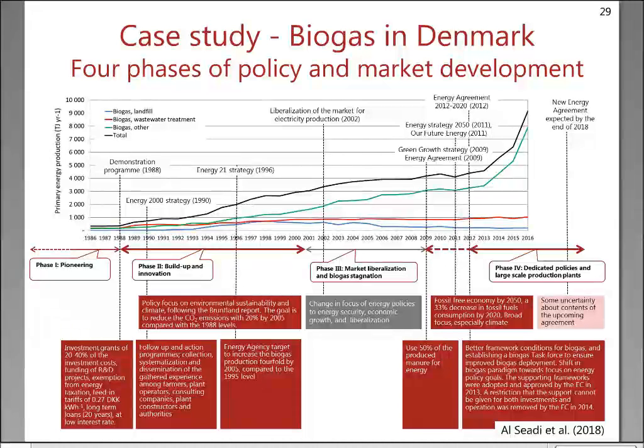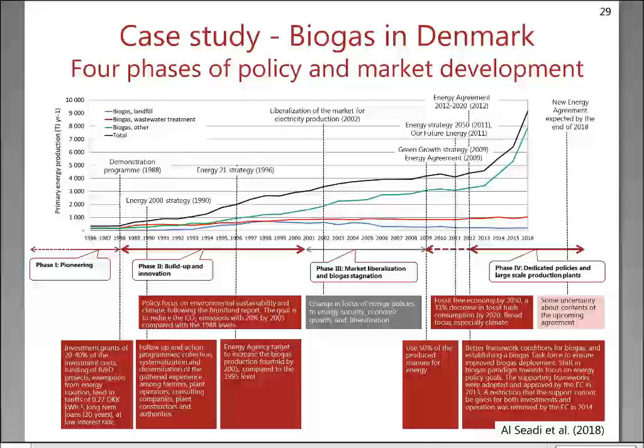There was a change in government, and the focus was now more on energy security and economic growth, and less on sustainability. And there was an emphasis on liberalization, so no state support for these renewable technologies, and that caused some stagnation of the market development.